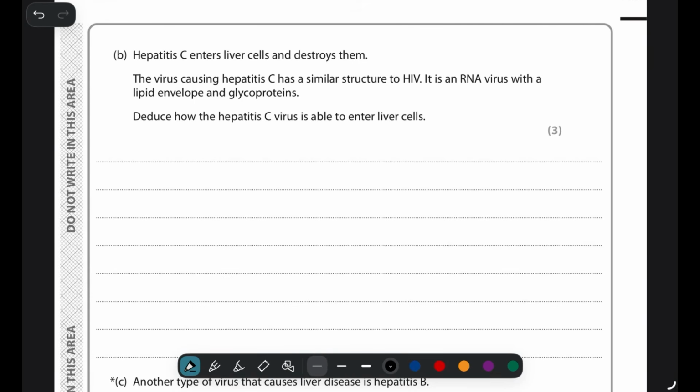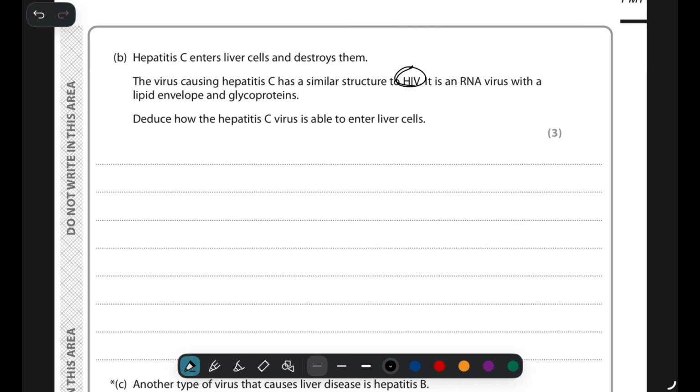Because the hepatitis C enters the liver cells and then destroys them. The virus causing hepatitis C has a similar structure to HIV, which is an RNA virus. Okay. Now, literally, that means that they want you to talk about HIV. Of course, you're saying it in the context of hepatitis C, but it's going to be exactly the same as how HIV enters cells, which means that you need to use your knowledge about HIV that you would have learned in the course. So, remember, in HIV, it's GP120 binding to CD4. We're literally going to say the same thing.